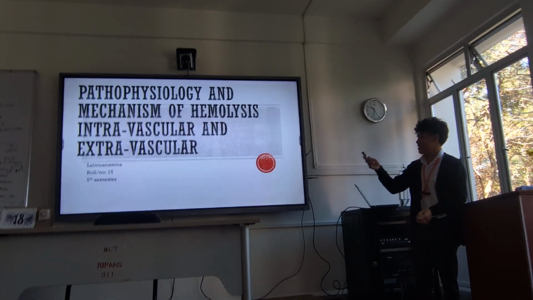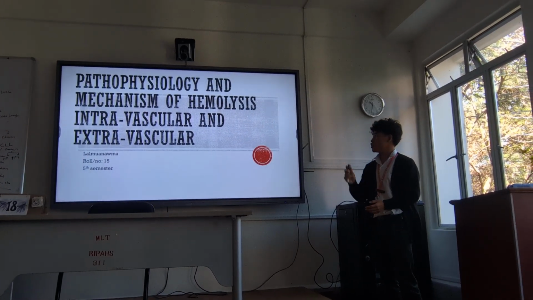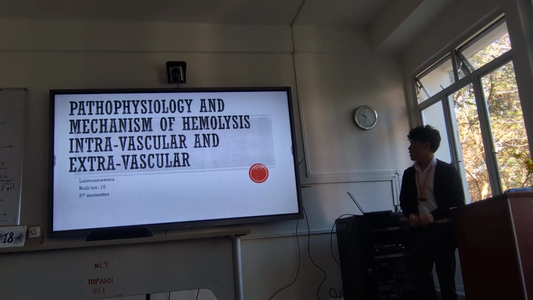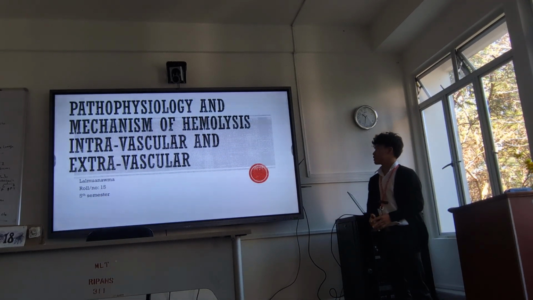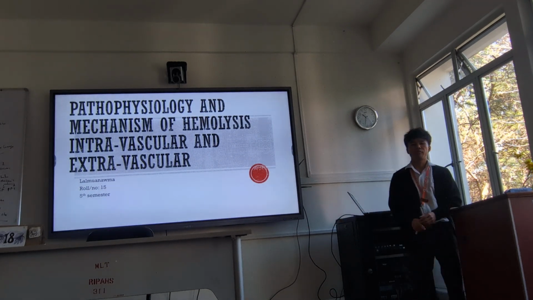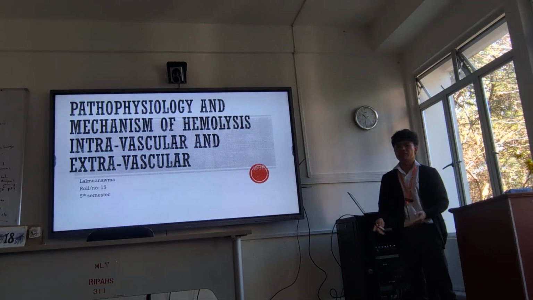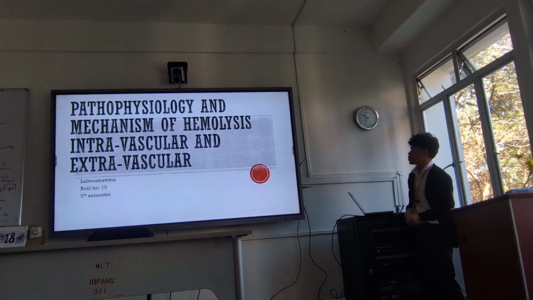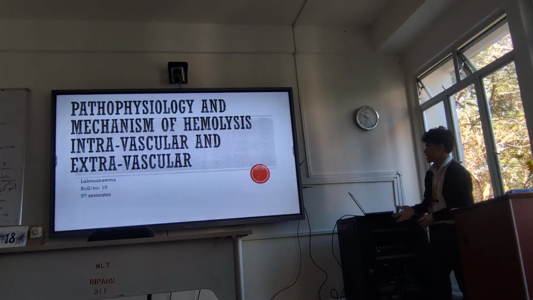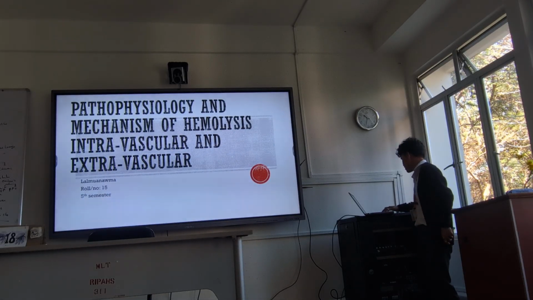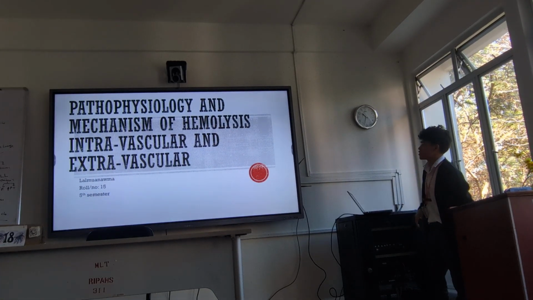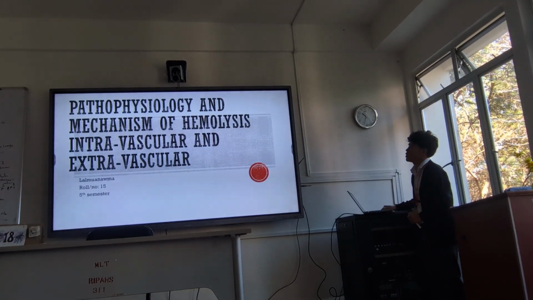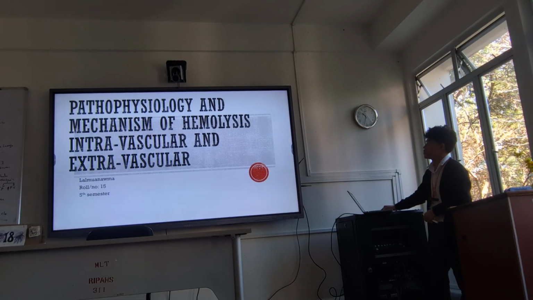As you can see, the pathophysiology and the mechanism of intravascular hemolysis. I don't see the need of explaining what hemolysis is. As you all know, it is the premature breakdown of RBC before it is supposed to be, which means before 120 days. So in our body, there are two types of hemolysis happening, intravascular and extravascular. We'll look into intravascular hemolysis first, and then go on to extravascular hemolysis.